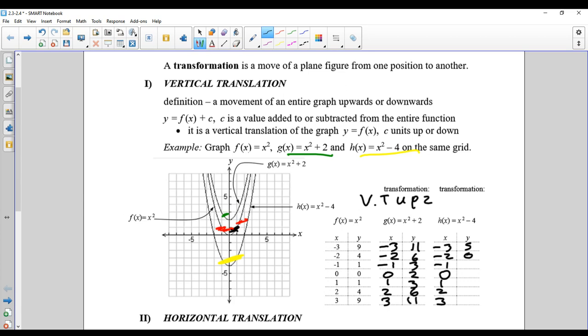And let's talk about horizontal translations now. All right. Let's get to horizontal translations. I'm not going to finish the chart because you can do that on your own. All right. Put all the other numbers in. Just simply take 4 from every single number there and keep going.